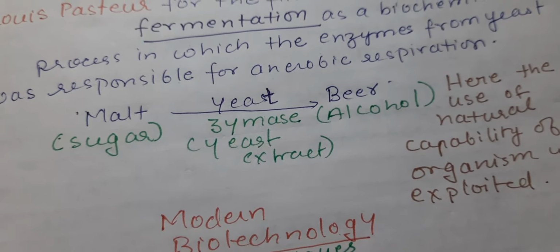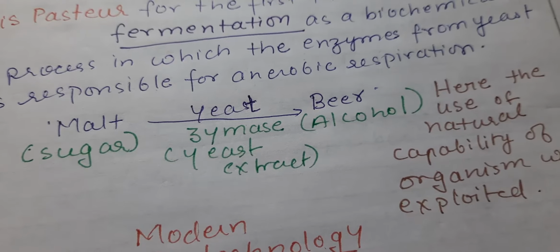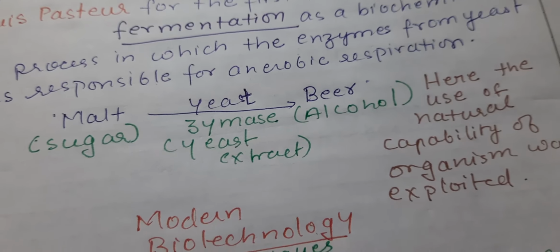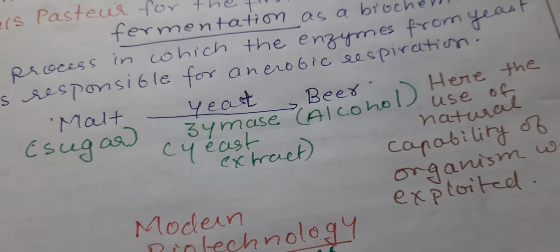Here the enzyme from the yeast is zymase. So not the yeast itself; he added the extract of yeast later on, and he found that the sugar is converted into alcohol. Then later on it was found that there were enzymes present in the yeast extract, and these enzymes carried out this conversion. So here the natural capability of the organism was exploited. If you use the yeast, or you use the extract, you'll get alcohol from the malt.